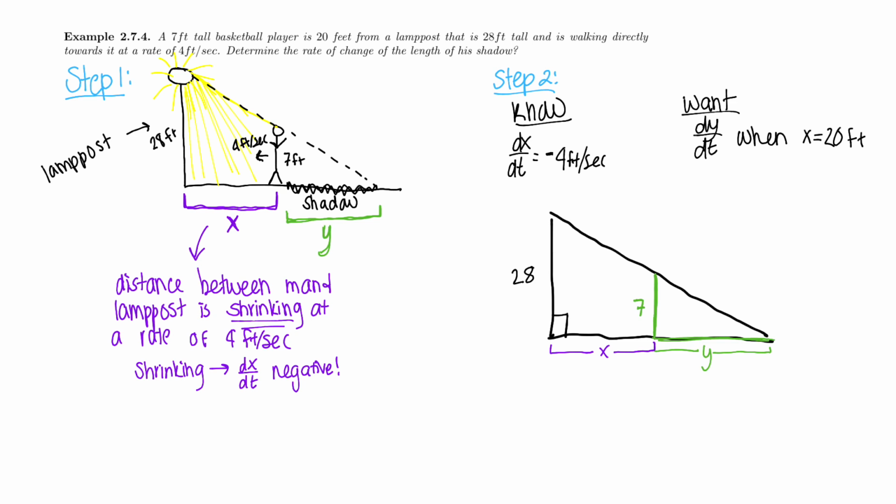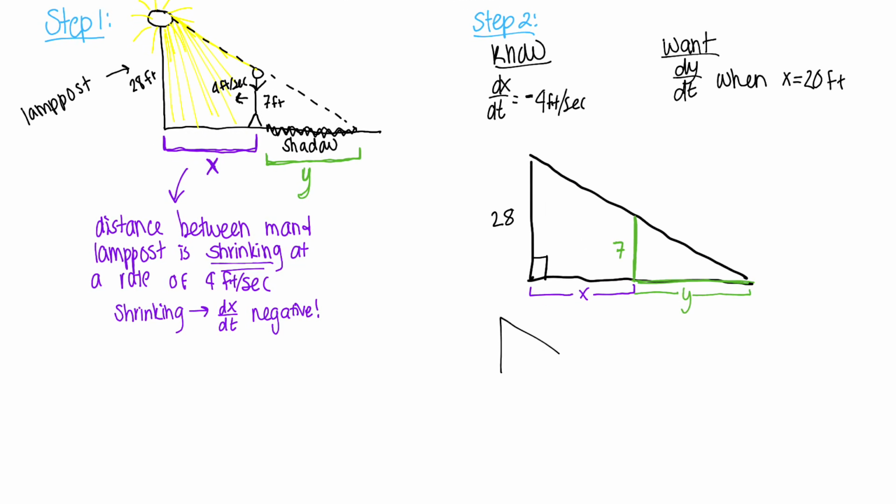Now, you want to look at the two triangles together. For the small one, we have y and 7. For this big one, we have 28 here, but we don't have x here. It's not just x that goes here, because this entire bottom part is the two of them together. It's x plus y.